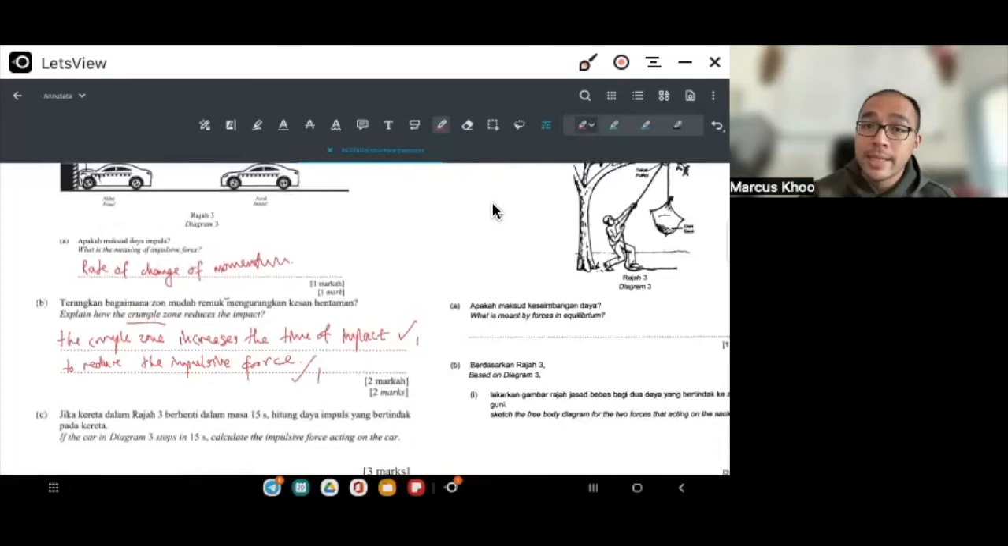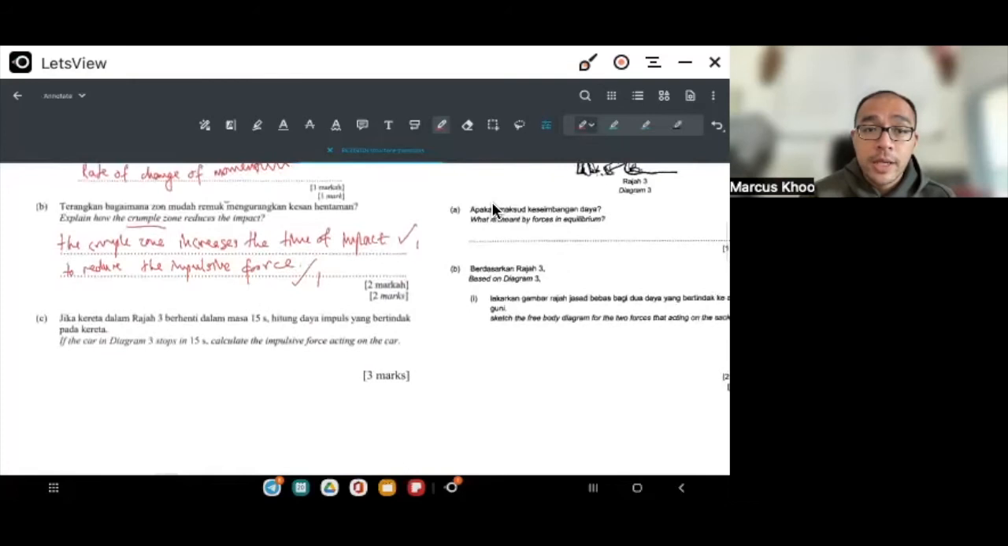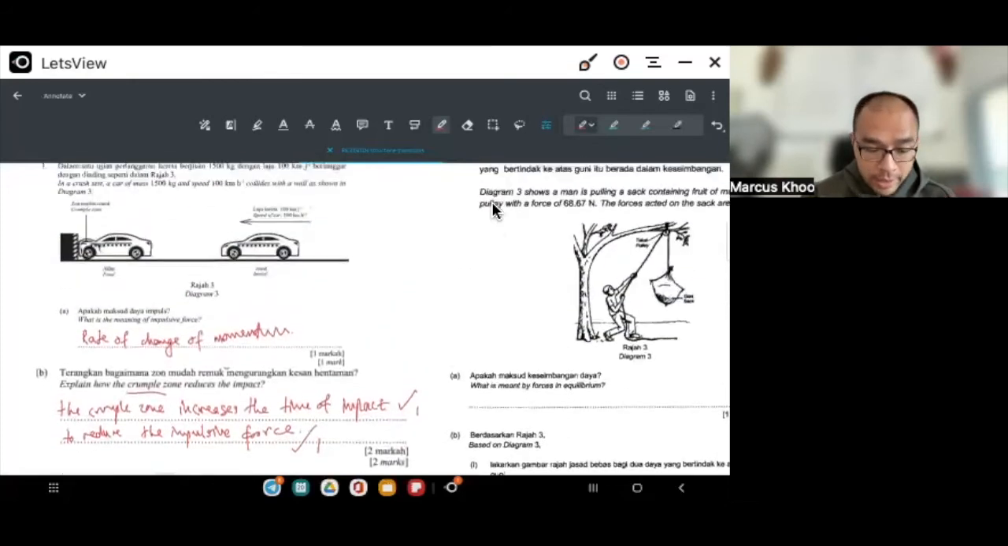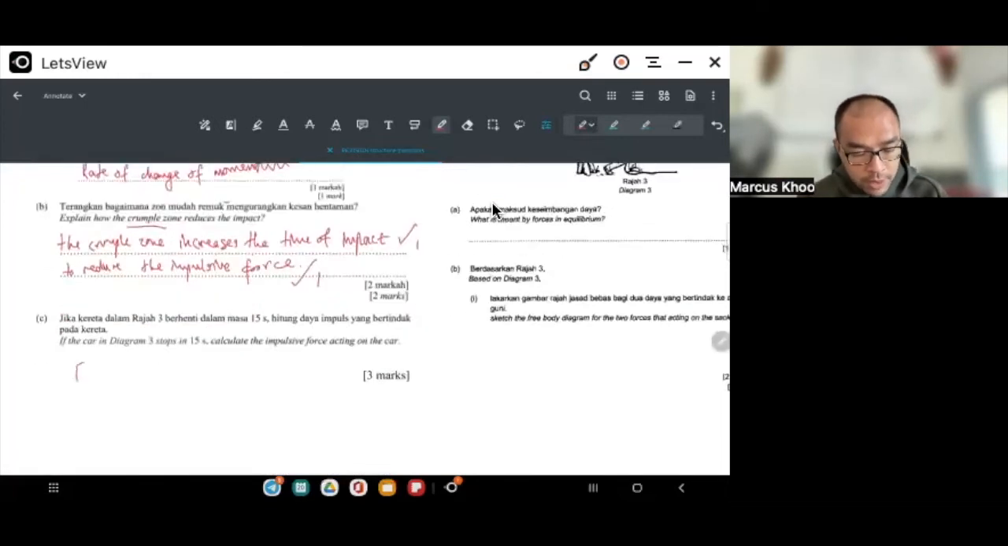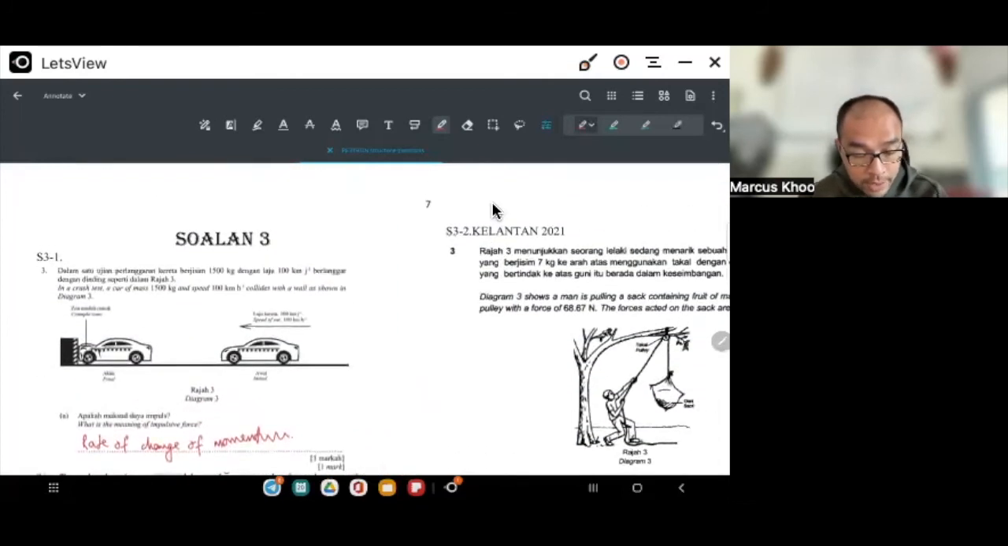So remember this as a set of questions. If the car in diagram 3 stops in 15 seconds, calculate the impulsive force acting on the car. The formula for impulsive force is F equals mv minus mu over t. Now the time, of course, is given in 15 seconds. Our mass is 1,500, and the velocity goes from 100 kilometers per hour to 0.